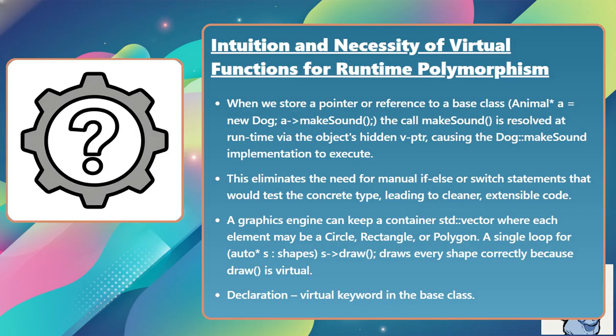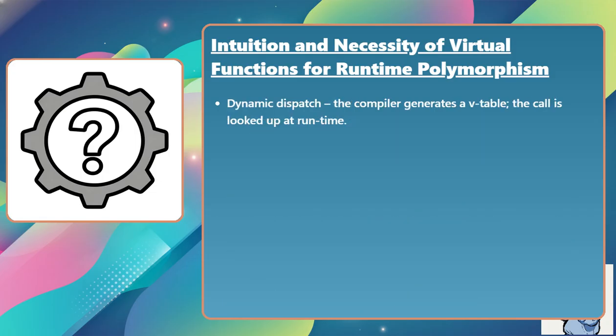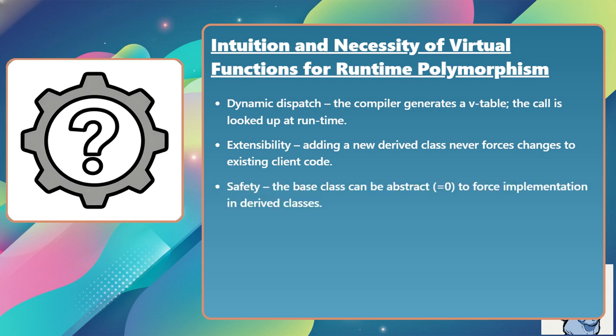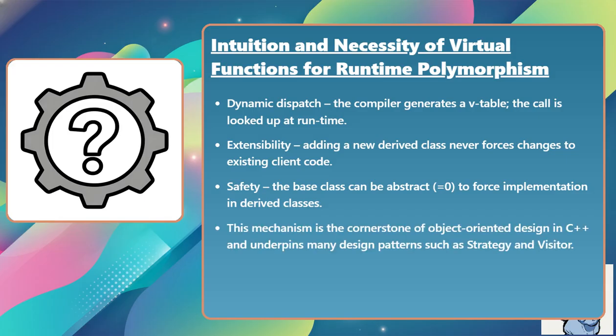Declaration: the virtual keyword in the base class. Dynamic dispatch: the compiler generates a vtable; the call is looked up at runtime. Extensibility: adding a new derived class never forces changes to existing client code. Safety: the base class can be abstract, = 0, to force implementation in derived classes. This mechanism is the cornerstone of object-oriented design in C++ and underpins many design patterns such as strategy and visitor.